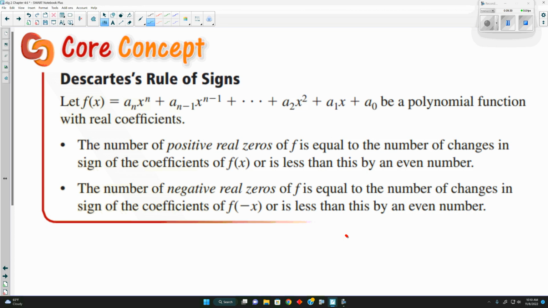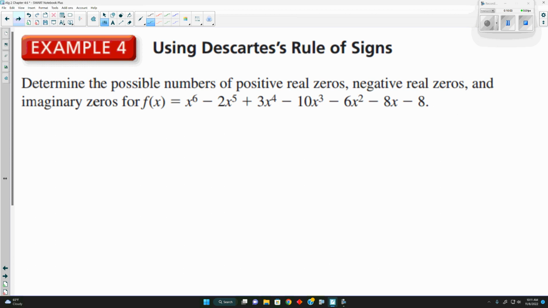The number of positive zeros of an equation is equal to the number of sign changes of the coefficients of f of x, or is less than it by an even number. So we count the number of sign changes of the function, and then just subtract 2 from it of the number possible. Now the number of negative zeros is going to be the number of coefficient sign changes of f of negative x, or less than it by an even number. And that's it. Now let's go on and look at this, because when we start actually using this, it's going to make a little more sense.